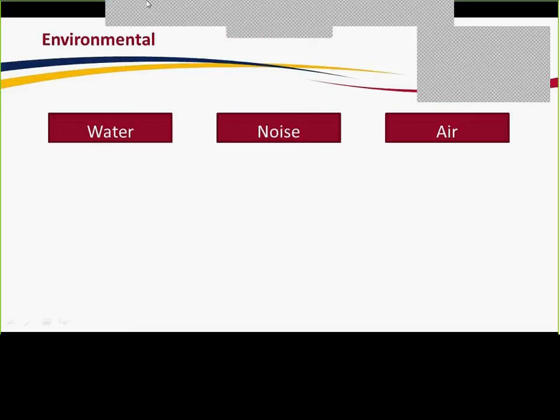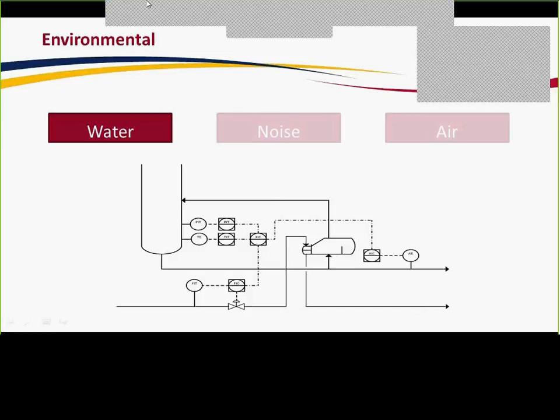So we've already mentioned the potential benefits of using DME instead of diesel as a fuel source. And now I'm going to talk about 3 factors that influence the environmental impact of our design. So the first one is water. The water is a byproduct of the methanol dehydration used to form DME.